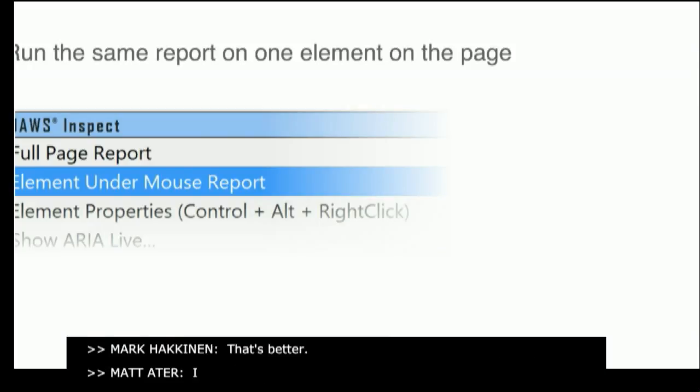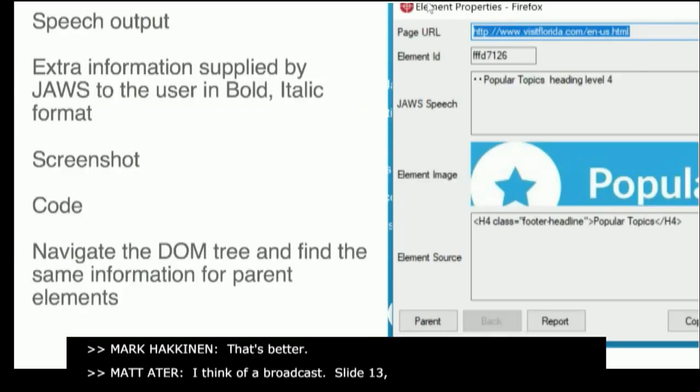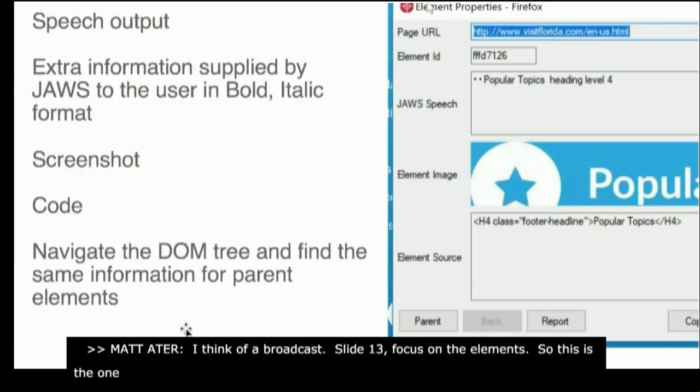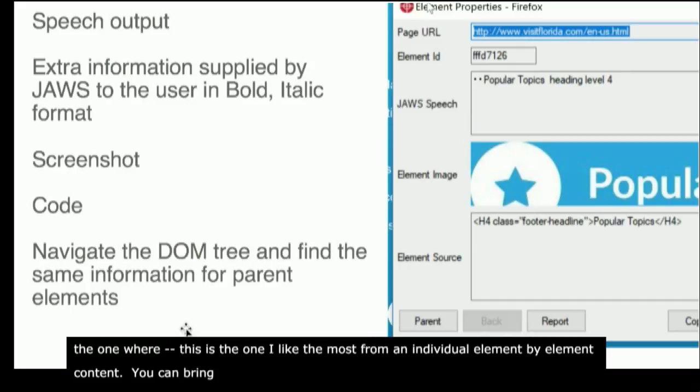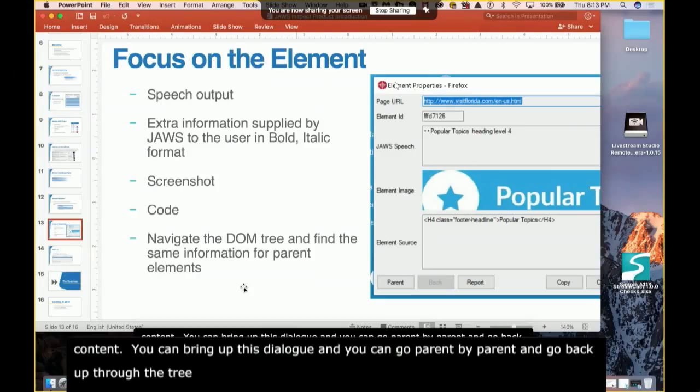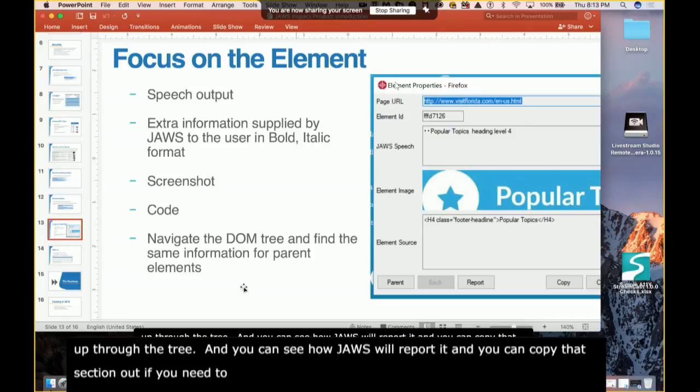All right, we're going to go to slide 13, focus on the element. So this is the one I like the most. From an individual element by element concept, you can bring up this dialogue and then you can go up parent by parent, see within the DOM, see it go back up through the tree. You can see how JAWS would report it. You can see the code. You can actually copy that section out if you need to report that section. So this allows somebody to work in tandem as they're sitting on a site right now.